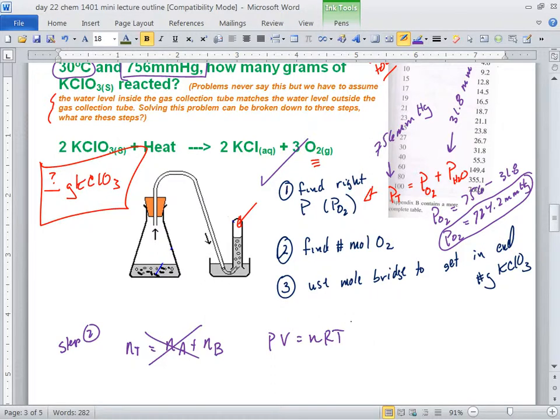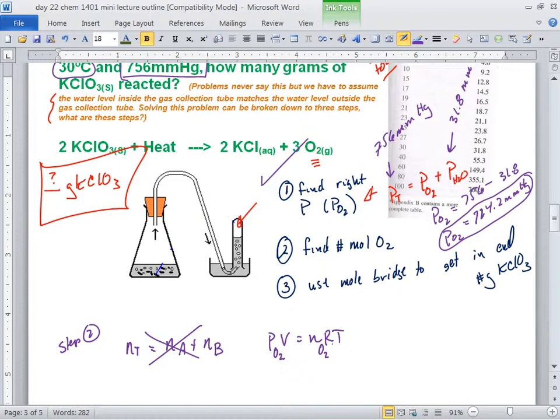And where do we put those subscripts of O2 to make sense out of this? On the P and the n. PO2, nO2. So in that equation, what variable are we after again? We're trying to do step 2. We're after little n. Don't we know all these? We know PO2. We know V. We know R. And T.